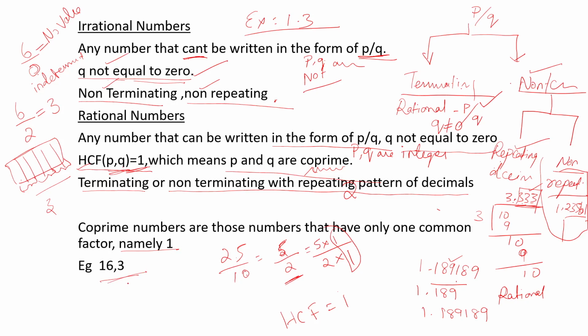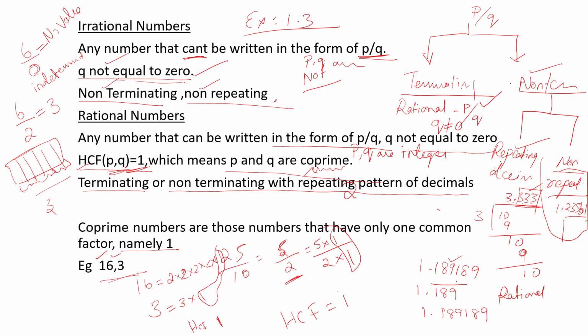Another example is 16 and 3. 16 you can write as 2 into 2 into 2 into 2, that is 2 power 4. Okay, so then 3 is 3 into 1. So what is the common factor here? Again the common factor here is 1. So HCF is equal to 1. So these two numbers are coprime.